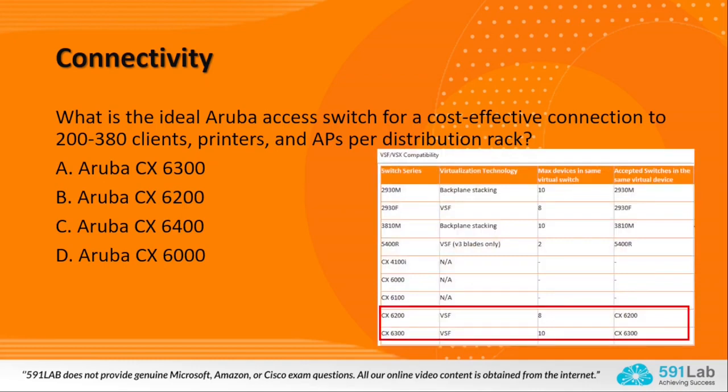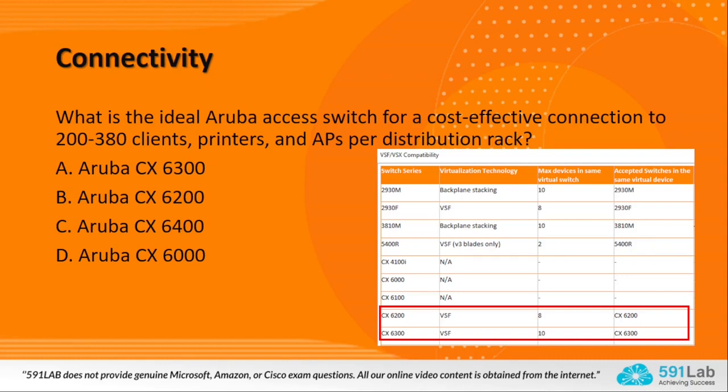This image shows the number of member switches that can be stacked for several Aruba CX switching models. Let's look at option A, that is Aruba CX6300. It supports stacking of up to 10 members using VSF, Virtual Switching Framework technology. The maximum number of ports per switch would be 48, as there are 24 port models and 48 port models. Therefore, a 6300 switch stack of 10 switches can support up to 480 ports.